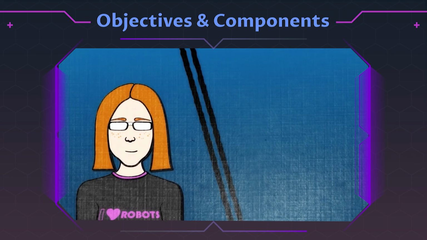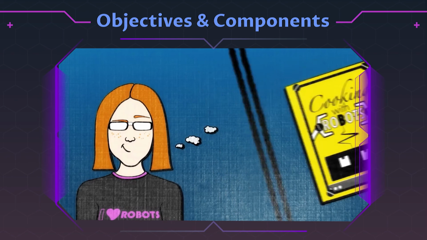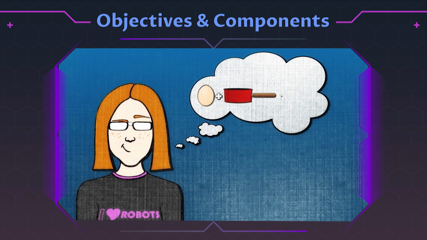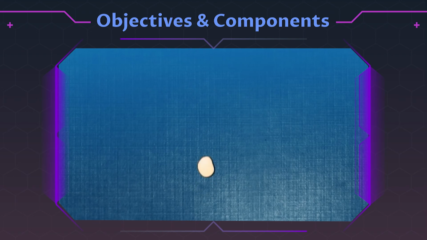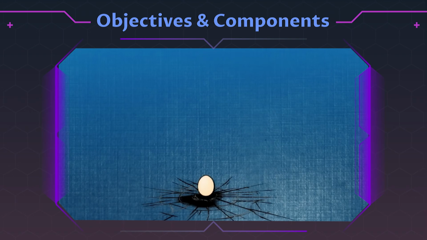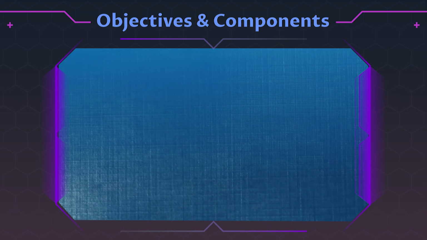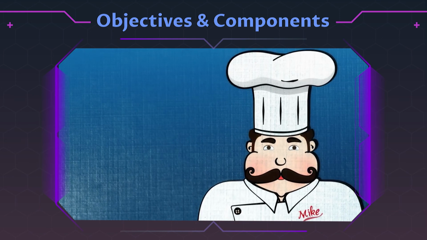Initially, Jane had designed the robot according to her grandmother's recipe book. Drop them in boiling water and remove them after 5 minutes. Unfortunately, the eggs sometimes turned out too soft or too hard. Jane decided to ask her best friend Mike, who is a chef, for some tips.